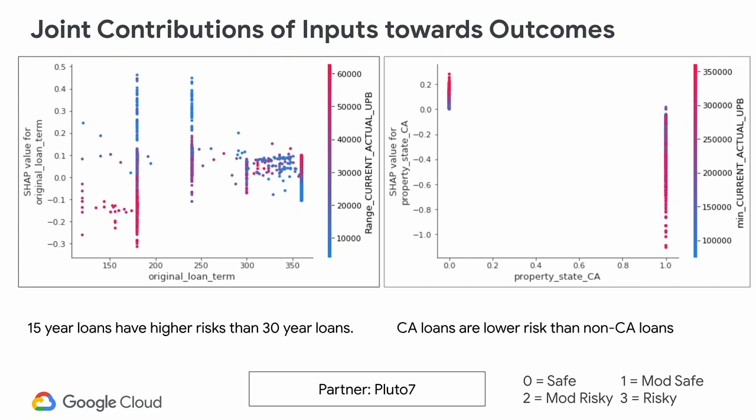The second thing is to look at the correlations of features. On the left chart, the vertical bars are 15-year mortgage, 20-year, 25, and 30-year. And you can see 15-year loans have higher risks than 30-year loans. That is a deduction you can make out of this original loan term chart. If you look at the term of the loan and the riskiness, the blue means it lowered the risk, whereas the red means it increased the risk. So 15-year had a high degree of risk lowering and a high degree of risk increase.